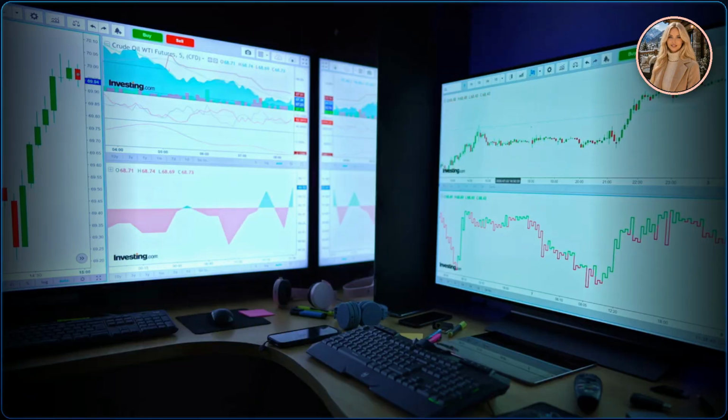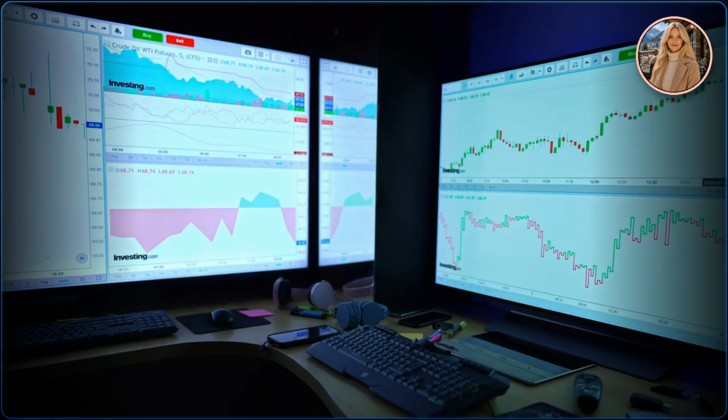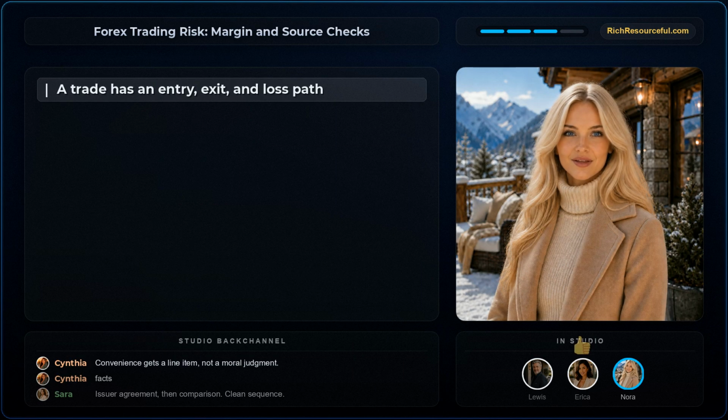A directional currency trade isn't simply holding foreign cash. It's a claim about a relative price, made under a product's rules, with an entry, exit, financing, margin, and loss path. Those details belong in the first conversation, not after a position is open.